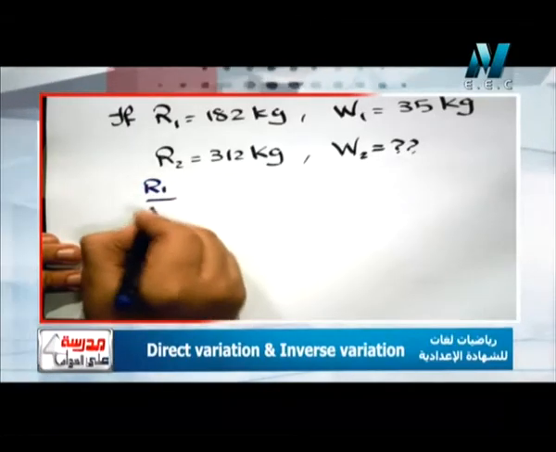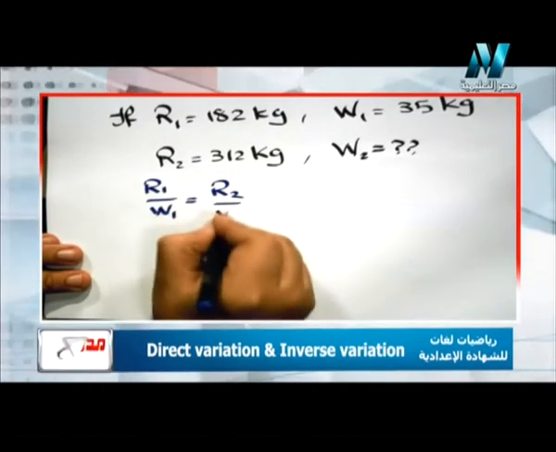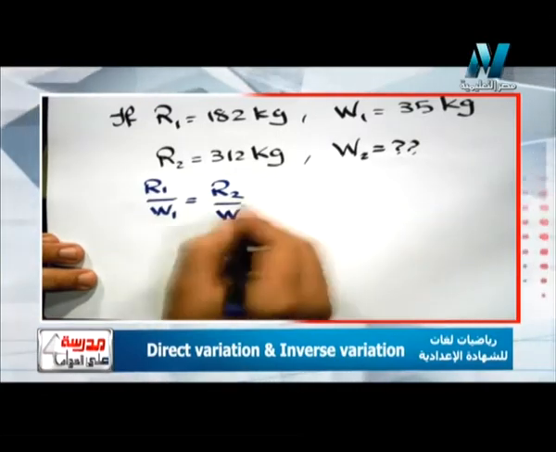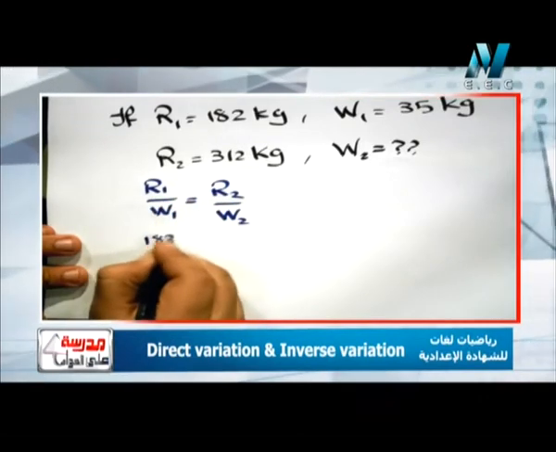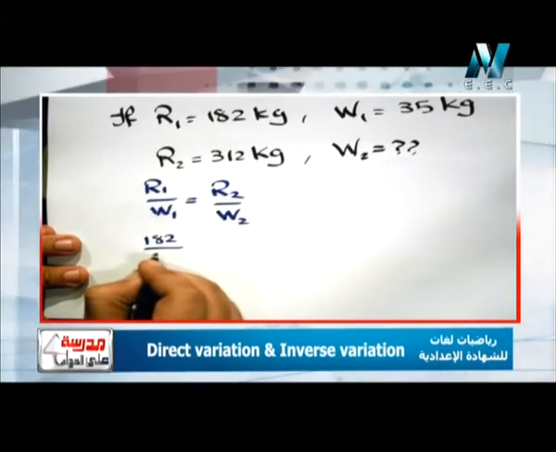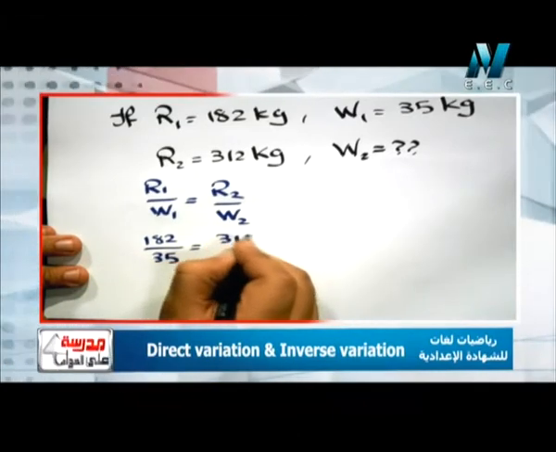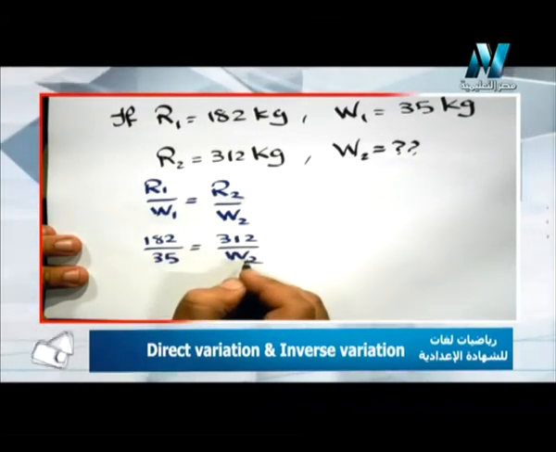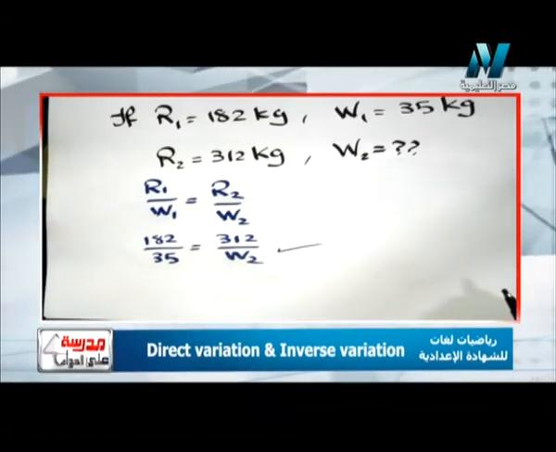I'll write the rule I'll work with: R1 over W1 equals R2 over W2. It has no meaning to write equals M, since it didn't ask for the constant of variation. So R1, which is 182, over W1, which is 35, equals 312 over W2, using the strategy of product of means equals product of extremes. I can get W2 right away.